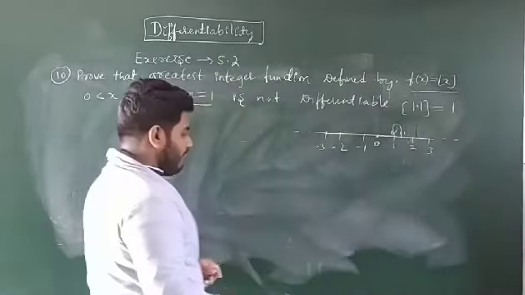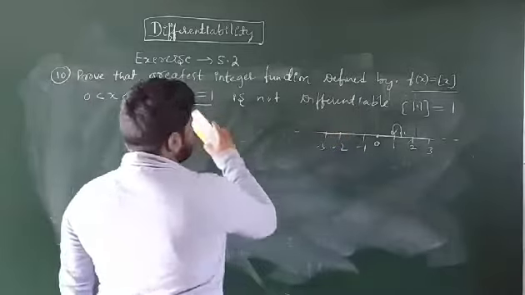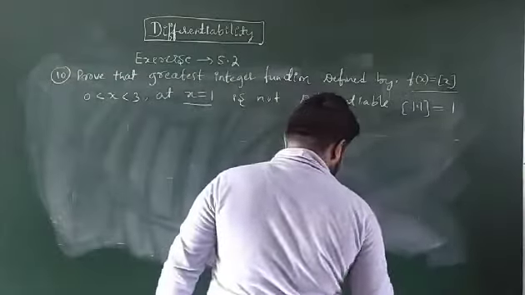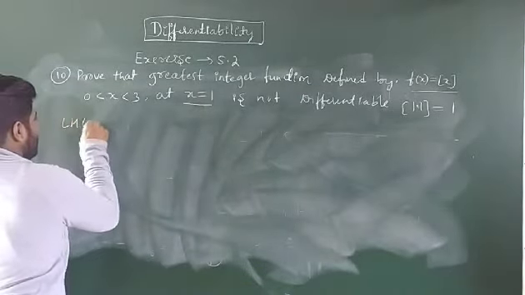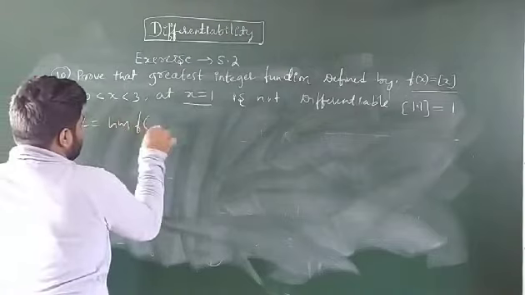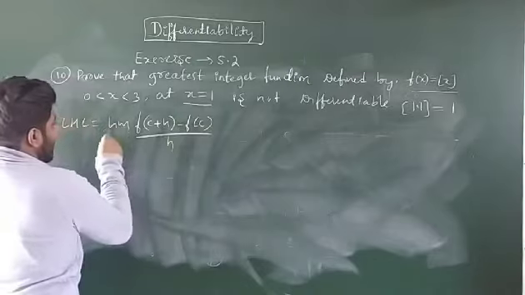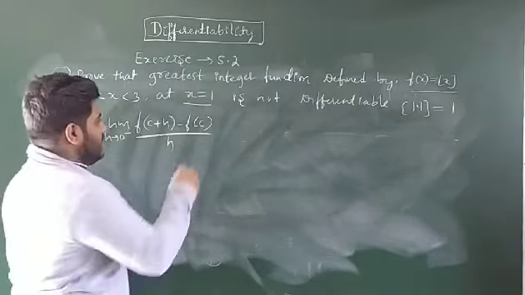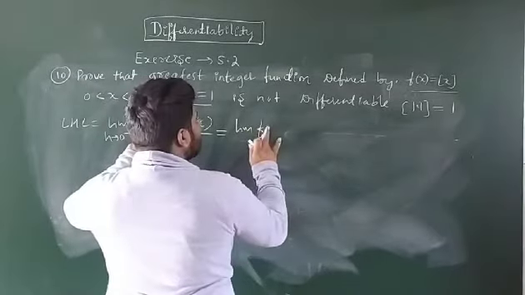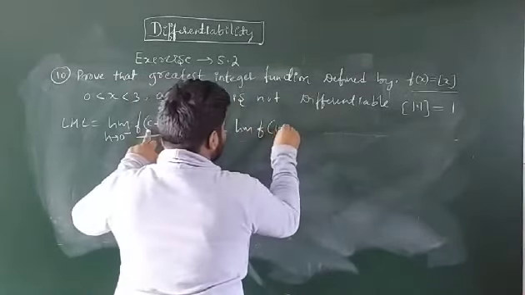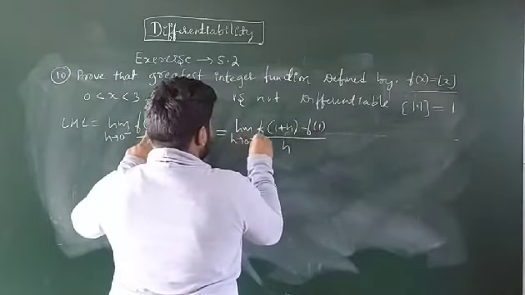So we have to show that the greatest integer function is not differentiable at x equal to 1. Okay, so let us show that one. That is, we have to show LHL is not equal to RHL. So what is LHL? LHL is limit f of c plus h minus f of c divided by h as h tending to 0 minus. So that means limit f of c plus h. What is c here? c is 1. So 1 plus h minus f of 1 divided by h as h tending to 0 minus.